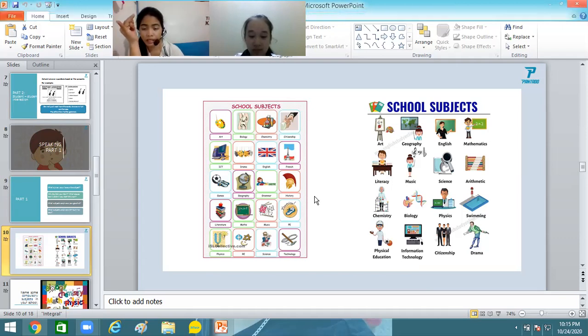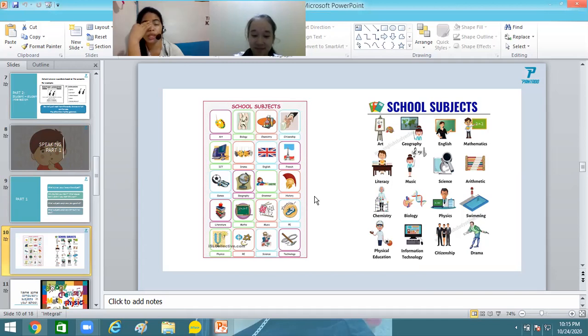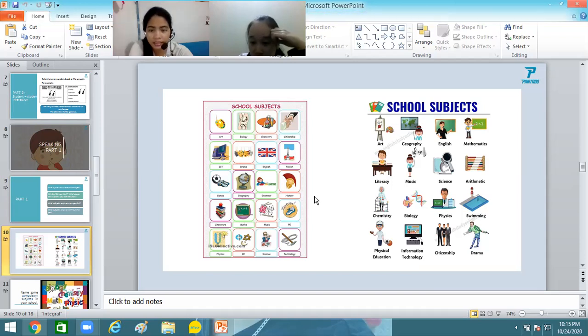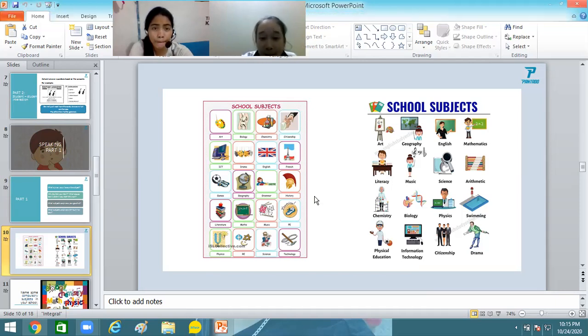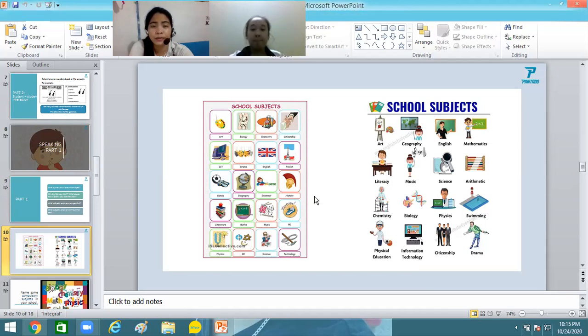Mathematics, okay, information technology, that is, we always use technology to monitor and assess. Okay, how about physical education? Physical education is for health, right? For exercises, yes. Okay, let's start with art. So art, that is drawing, painting, making some, what is that? There are many kinds of art, right? Do you like it? Art subject?